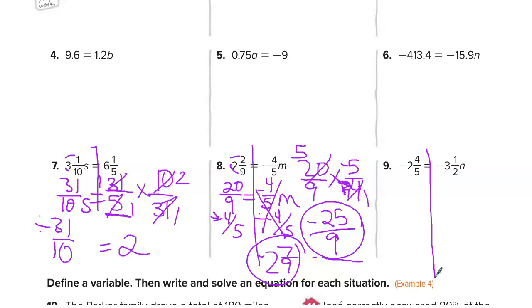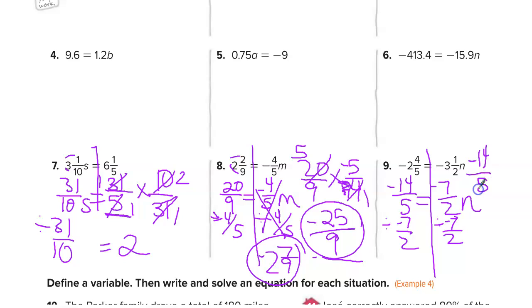Again, I'm going to change these to improper. So I've got negative 14 over 5, and then negative 7 over 2. Starting on this side with the letter, dividing, and I'm keeping my negative. So I'm going to rewrite, keep, change, flip. I'm going to do some reducing here to save us some time. A negative times a negative is a positive, so it would be 4 over 5.